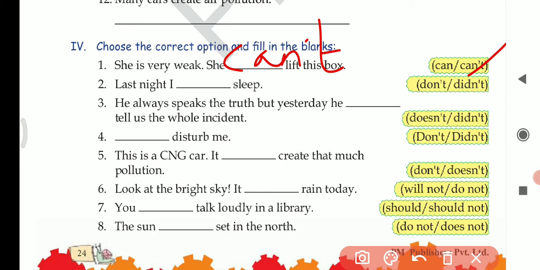Second, last night I dash sleep. Last night we are talking about past tense. So with past we use did. So last night I didn't sleep.